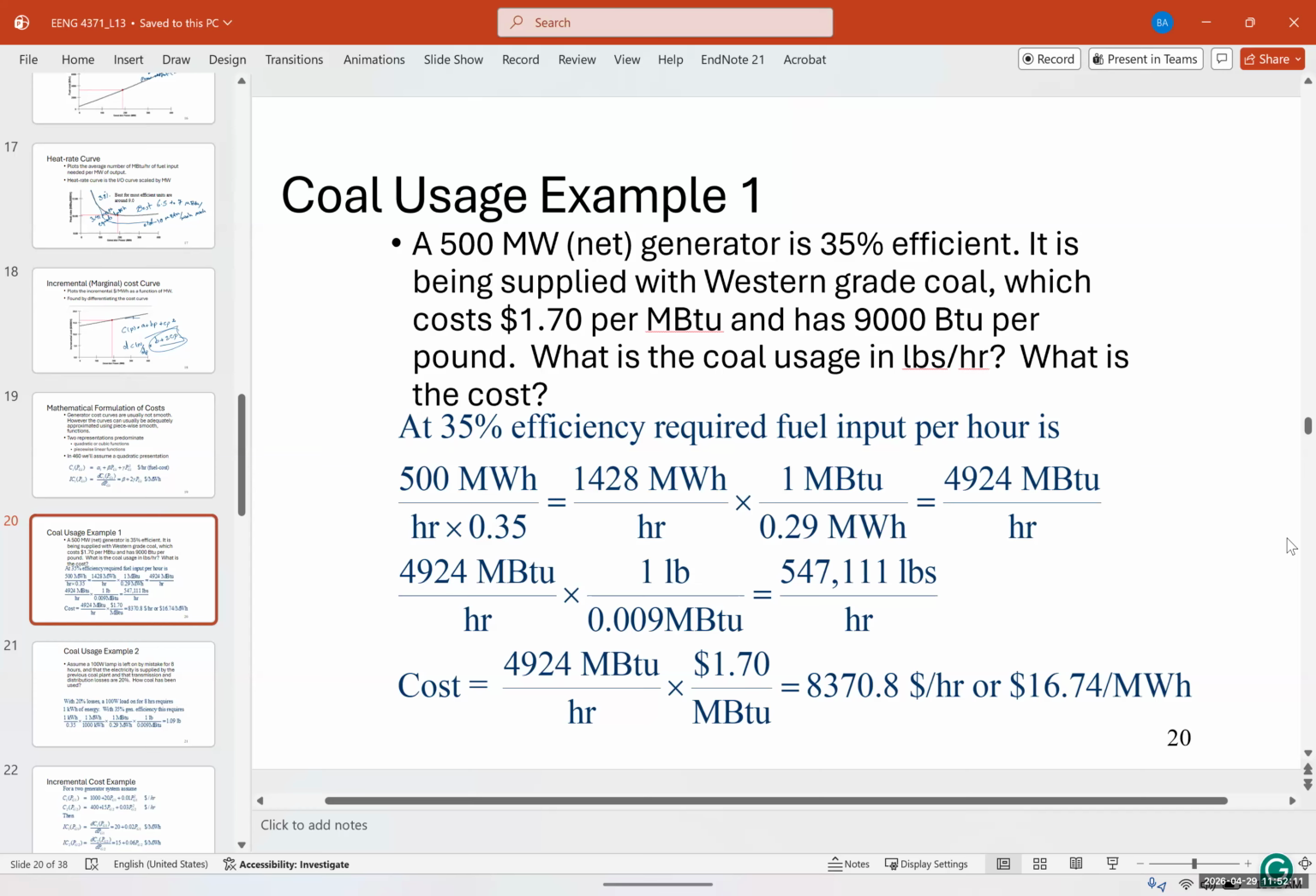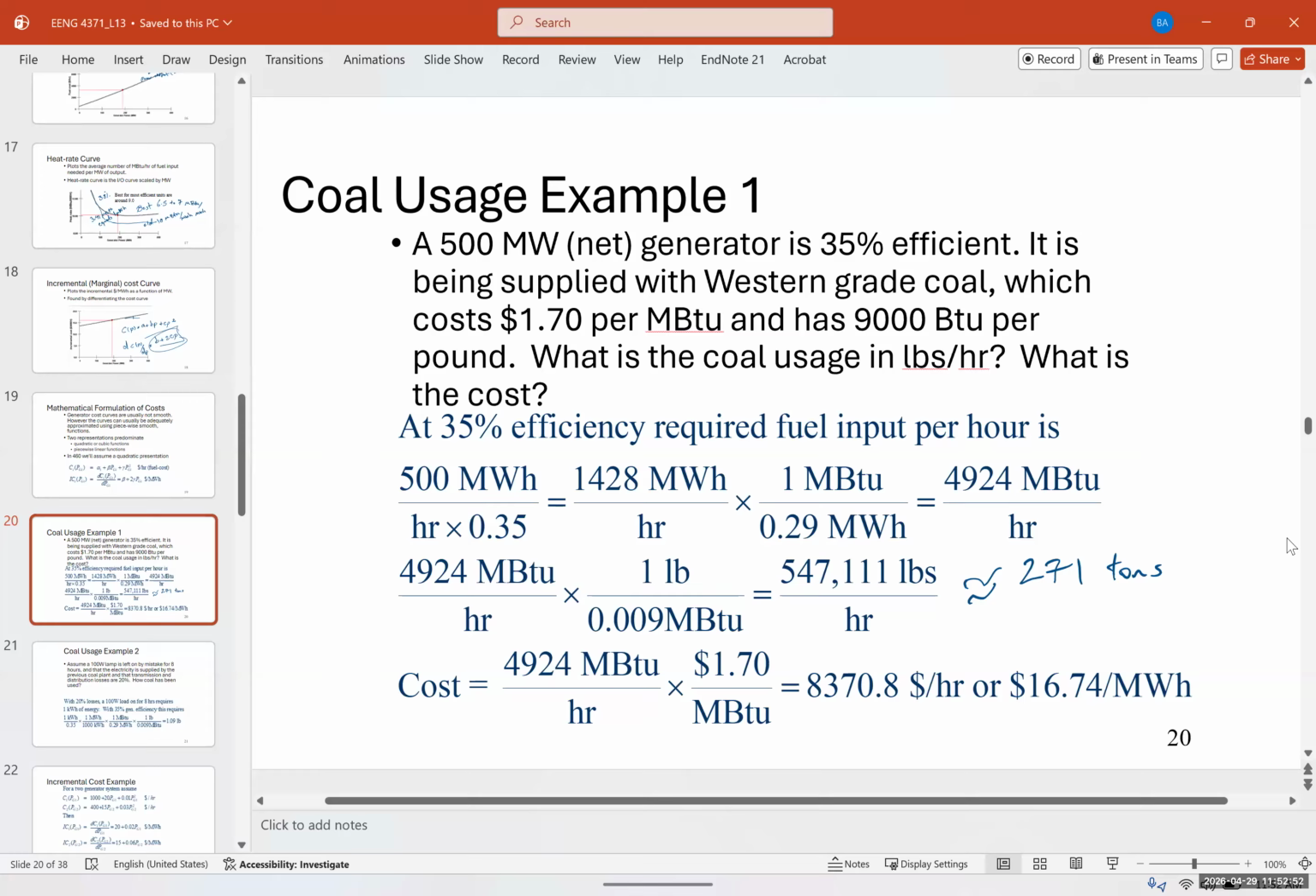Now, 4,924 times 1 over 0.009, which is because it has 9,000 BTU per pound, gives us 547,100 pounds. In other words, if you divide it by 2 almost, it's going to be around 271 metric tons of coal per hour. So around 271 metric tons.